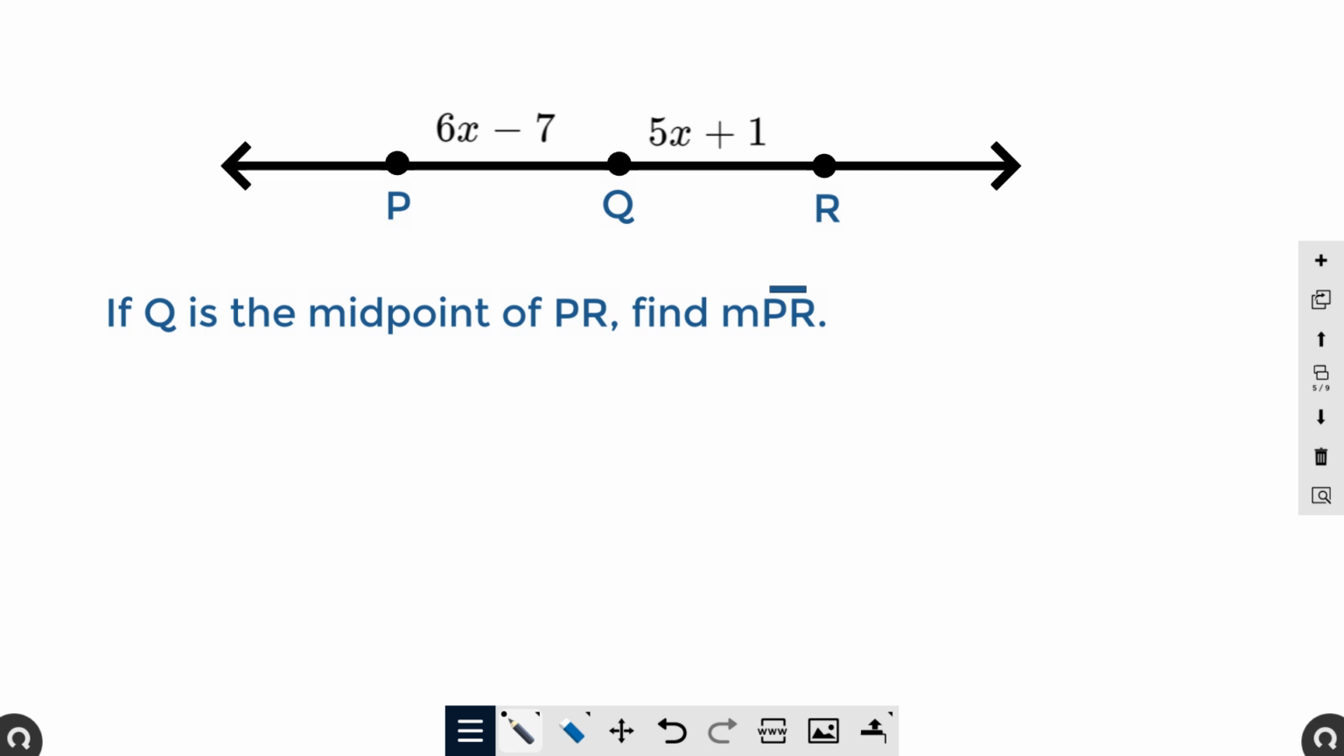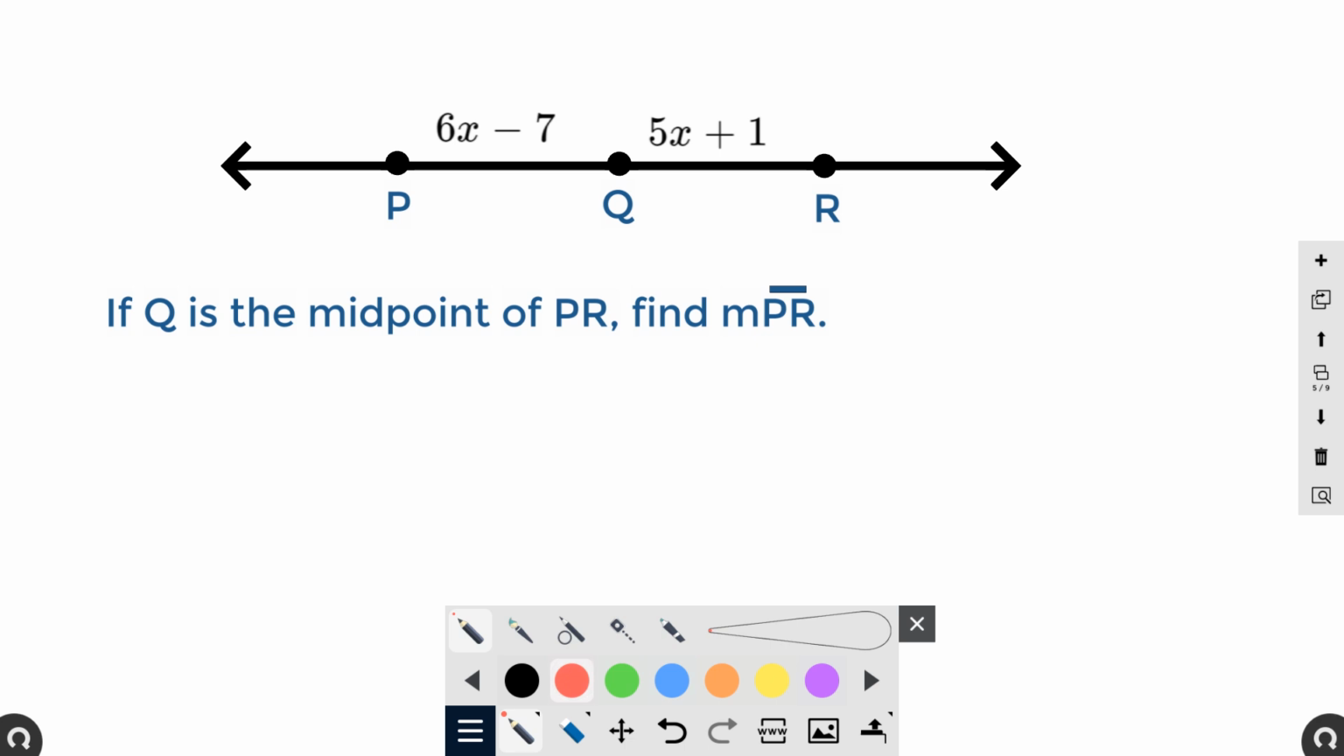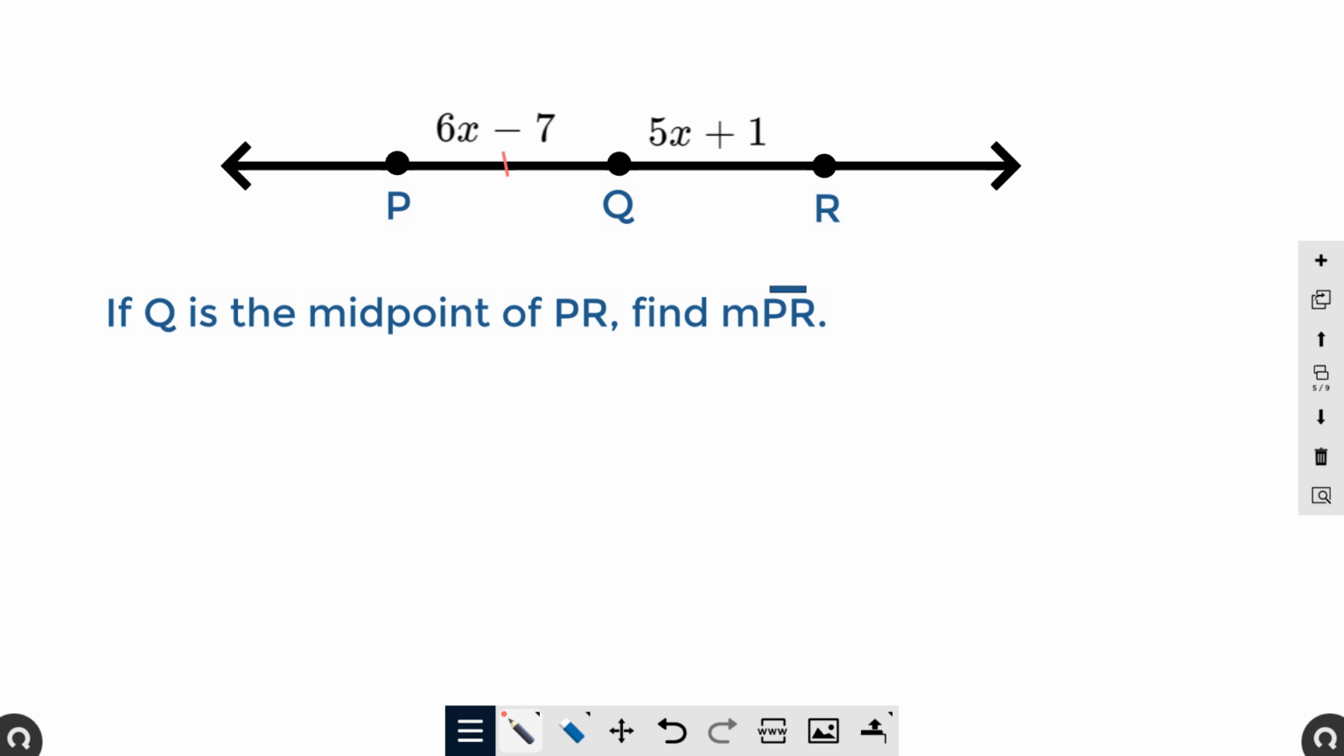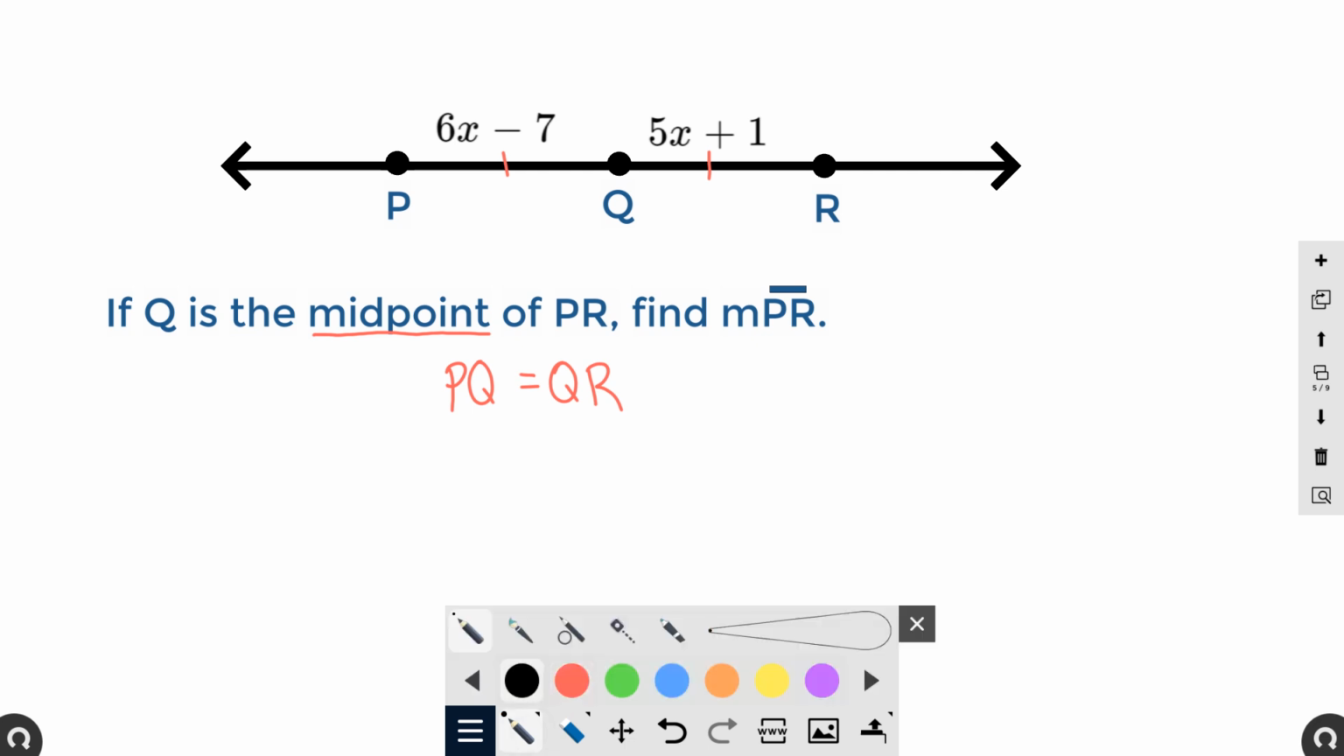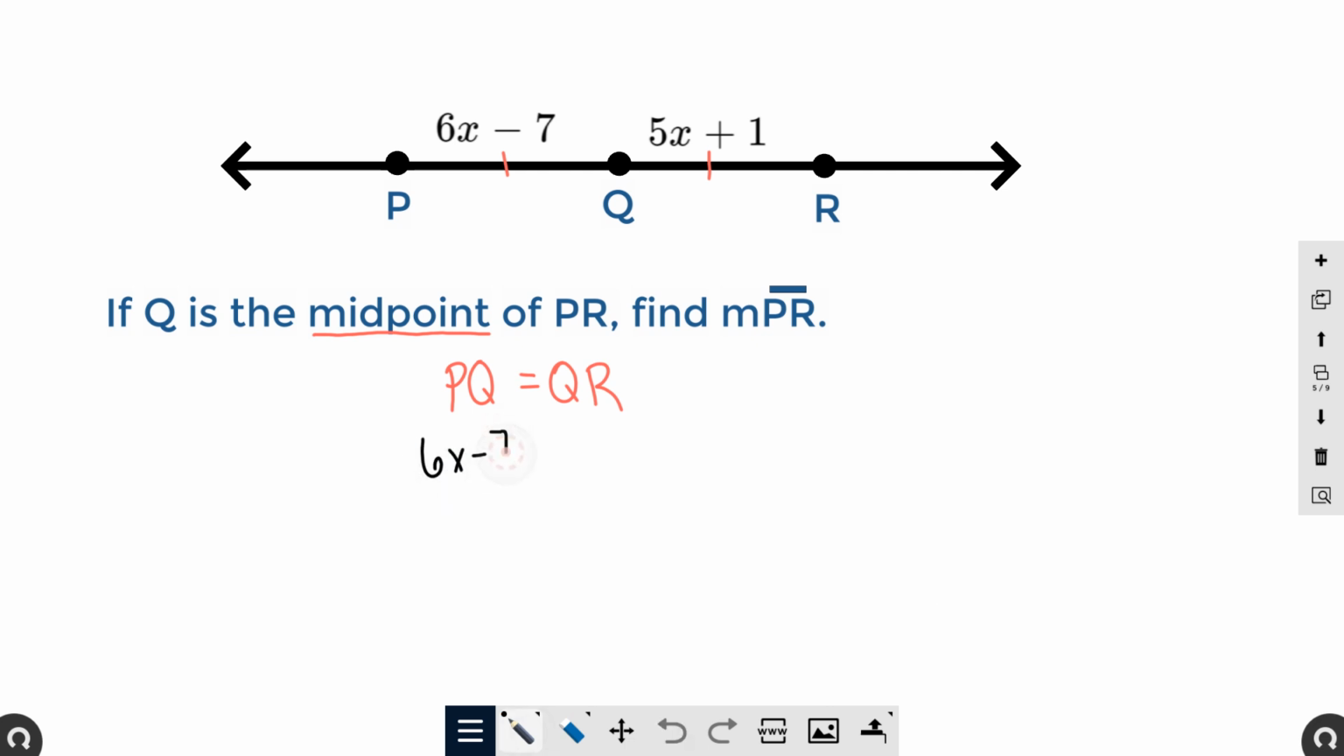Q is the midpoint. So if Q is the midpoint, then that hits in the middle. And again, you can make these two little lines right here showing that that segment is equal to the other segment. So if you see the red lines or see this word midpoint, it means that these two parts are equal to each other. So PQ is equal to QR. So if we're setting up an equation, we just set those two parts equal to each other. 6x minus 7 equals 5x plus 1.